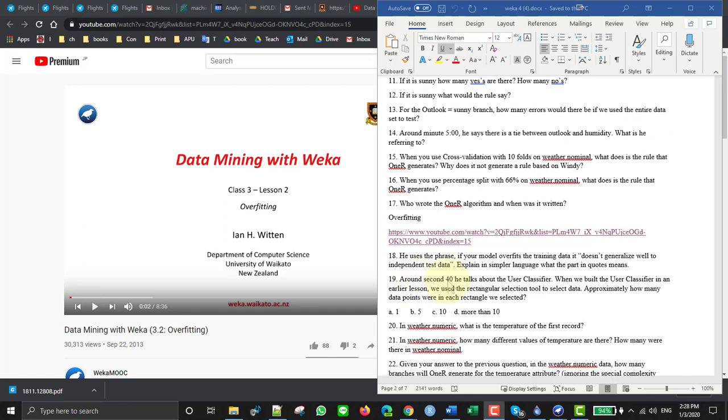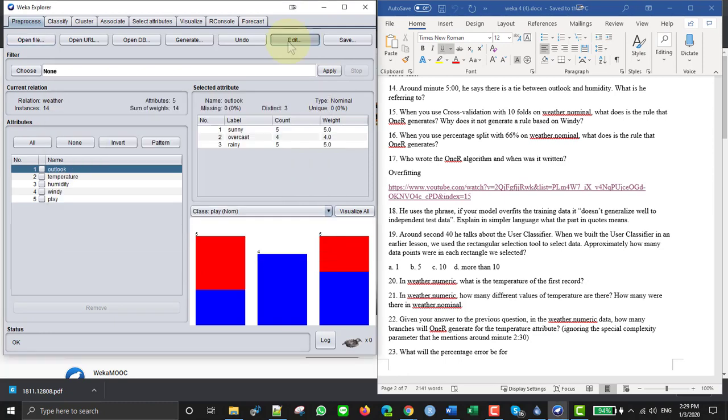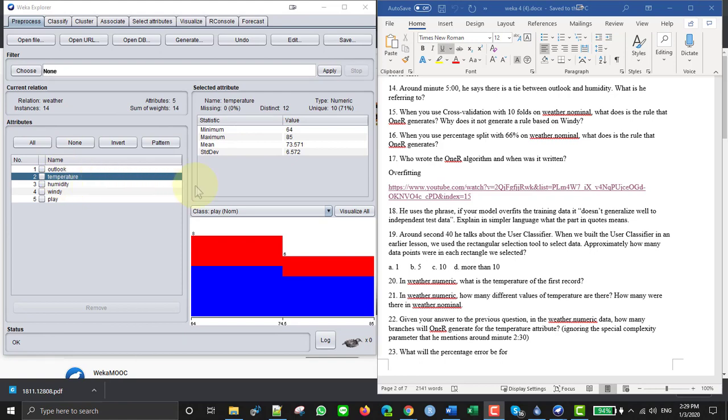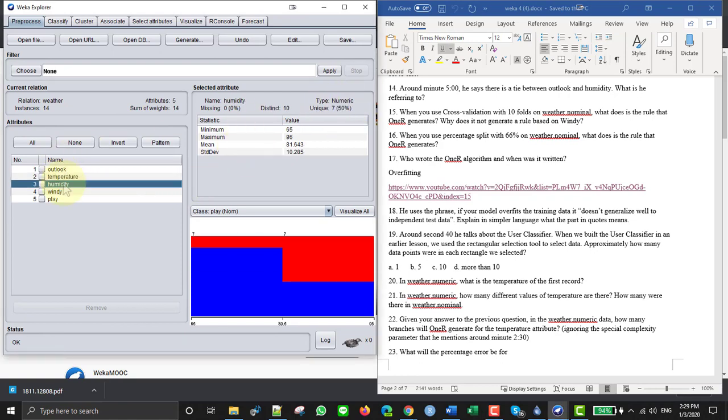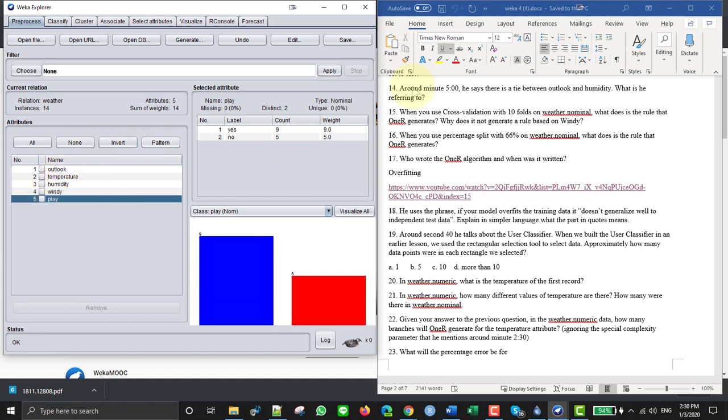Okay, around second 40, he talks about the user classifier. I believe we selected more than 10 instances using the selection tool. Okay, besides the weather nominal file that we use most of the time, there's also the weather numeric file. If we look at temperature, it has actual numeric values. Humidity also has numeric values. Windy has nominal values still, and play is nominal. So we get more numeric values when we use the weather numeric.